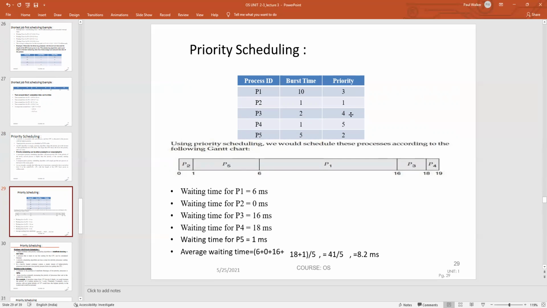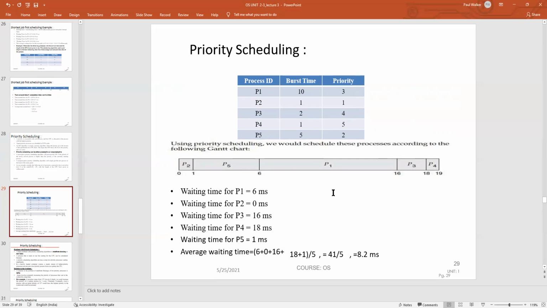After that, 4 is the priority value, which belongs to the burst time 2, so 16 plus 2, the value is 18 here. After that, P4 having the 5 priority, that is having the burst time of 1. 18 plus 1, the value is 19 here.